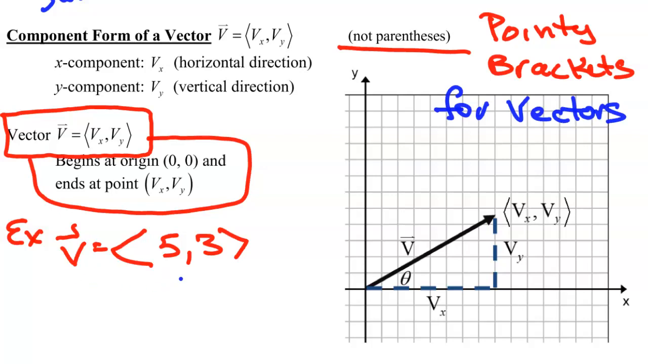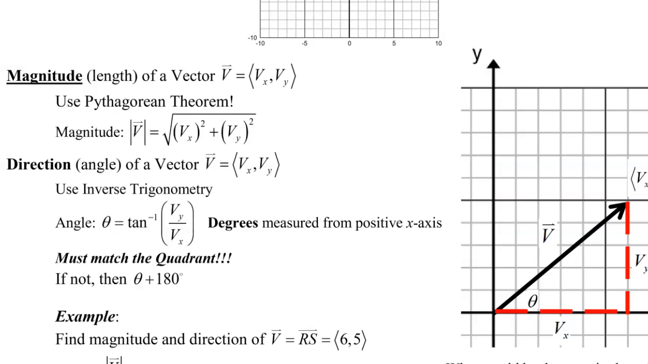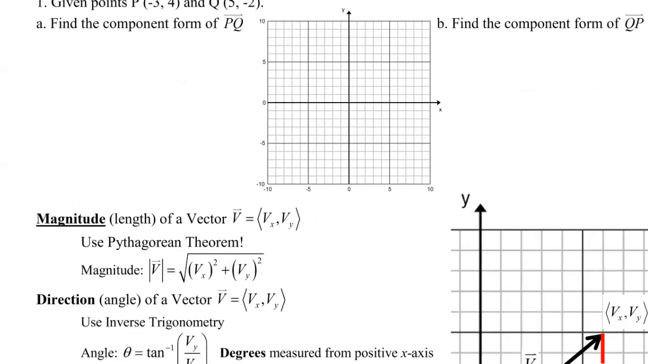When I have a vector that is <5, 3>, that means 5 is the x component and 3 is the y component. Not too bad. It's not too hard. Very similar to what you've done with ordered pairs, but just a little bit different. We're talking vectors because they have a magnitude and a direction. Okay, next page.